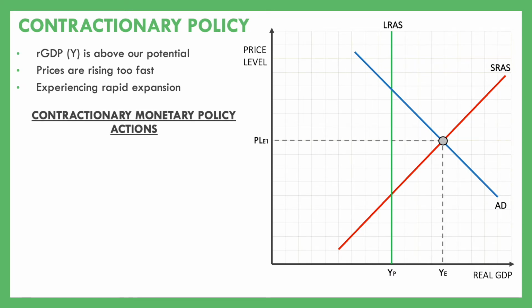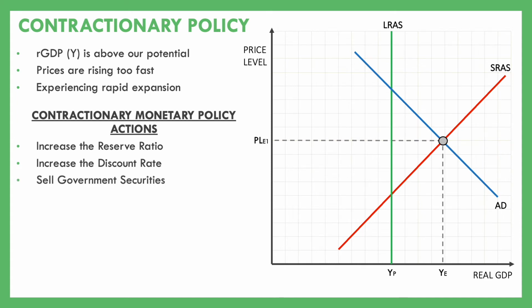Well, again, they could just do the opposite of those other three things we had talked about. They could increase the reserve ratio, they could increase the discount rate, or they could sell government securities. And all three of these things would slow the rate of growth or shrink the money supply, which is going to have an impact on our GDP.